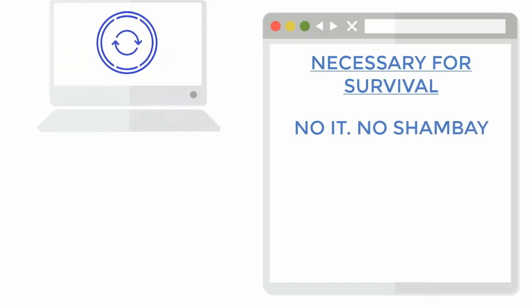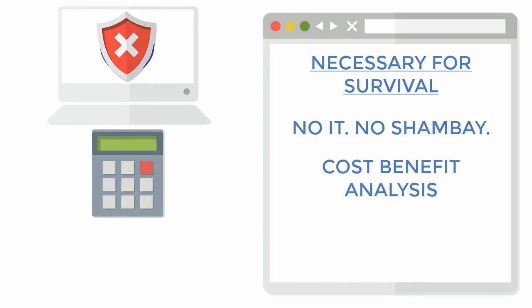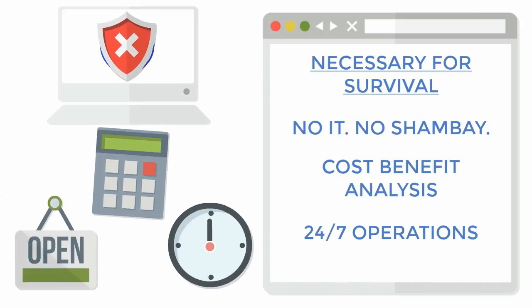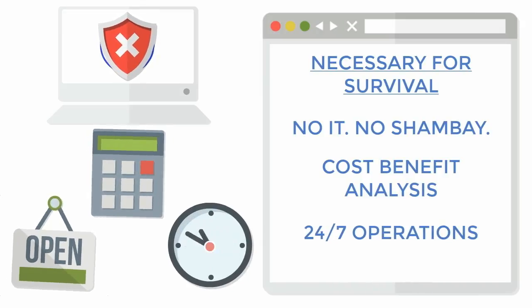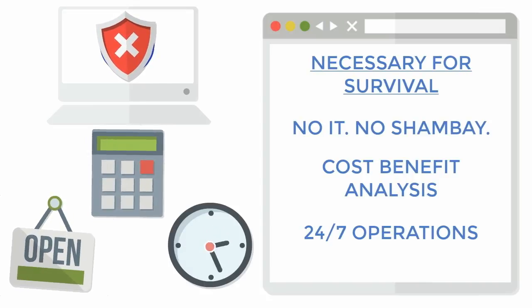IT is also necessary for survival, as without it, Shambay will cease to exist. Undertaking a cost-benefit analysis of opening a shop that operates in the same way as Shambay, it proves that costs would outweigh the benefits, due to the fact that a single shop would only reach a small local market, and due to the restricted working hours of 9 to 5, whereas online businesses can operate 24/7.